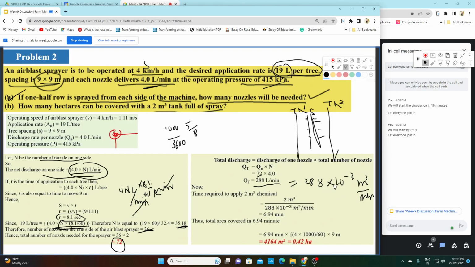If we divide the total tank capacity, 2 meter cube, by 288 into 10 raised to the power minus 3 meter cube per minute, we will get the time required to apply this much chemical. That will come as 6.94 minutes.